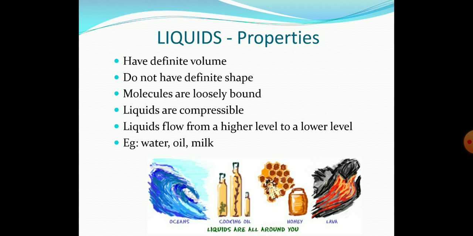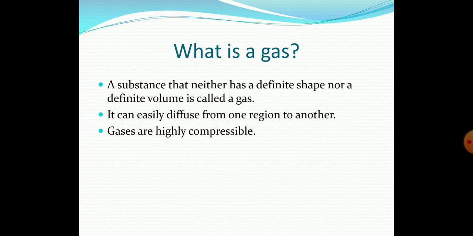We repeat the properties again. Liquids have definite volume. Liquids do not have a definite shape. The molecules are loosely bound in liquids. Liquids are slightly compressible and the liquids flow from a higher level to a lower level. Example, water, oil, milk. Now, what is a gas?